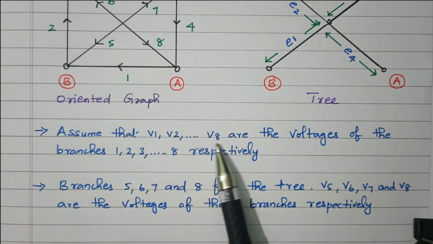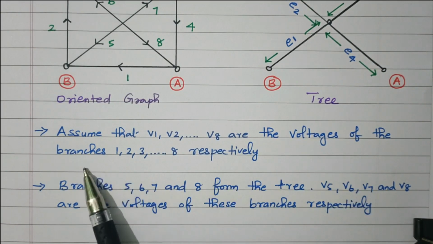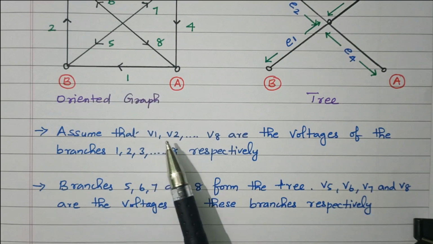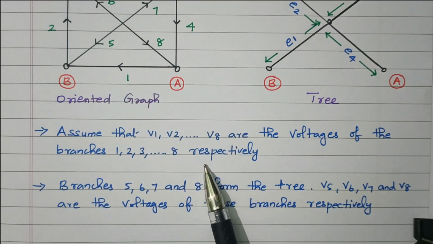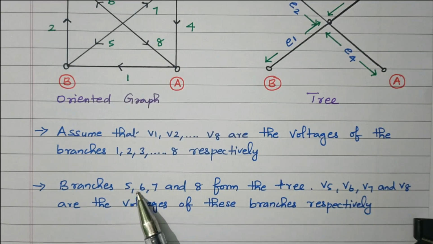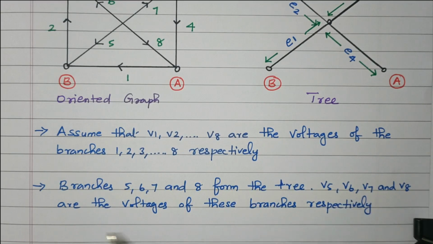Assume that V1 to V8 are the voltages at the branches 1 up to 8 respectively. So V1, V2, V3 up to V8 are the branch voltages. There are 8 branches available. Branches 5, 6, 7, 8 form the tree. So V5, V6, V7, V8 are the voltages of these branches respectively. This tree contains the branches 5, 6, 7, 8, with the corresponding voltages V5, V6, V7, V8. Now we'll go for the further details.